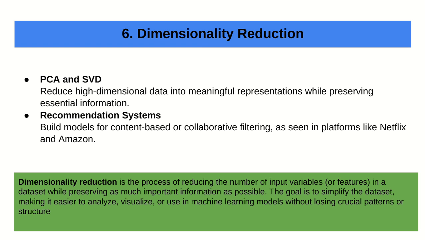Now we have dimensionality reduction. What does dimensionality reduction mean? It's the process of reducing the number of input variables or features in the data set while preserving as much important information as possible. The goal is to simplify the data set, making it easier to analyze, visualize, or use machine learning models without losing crucial data patterns or structure. That one is a pretty long statement for someone to process in one go, but I'm going to simplify it as much as possible.